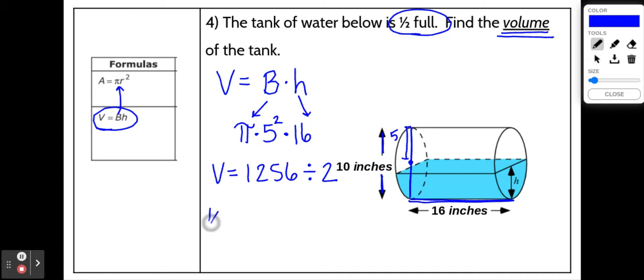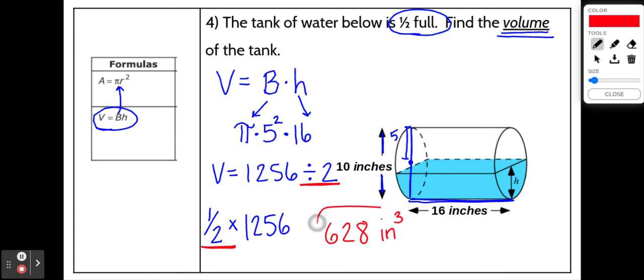Or I could figure out what is half of the entire volume. Either one of these methods is going to work. So you just have to decide what works best for you. Do you like to divide by 2 since it's only half full? Or do you want to multiply by half since it's half of the volume? Your choice. But whatever way you do it, you're going to get a volume of 628 cubic inches, so inches cubed. And that would be the volume when the tank is half full.